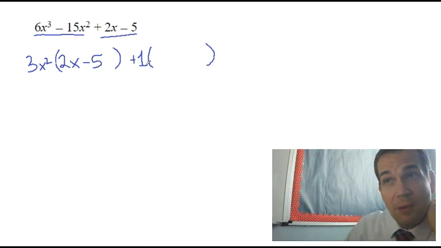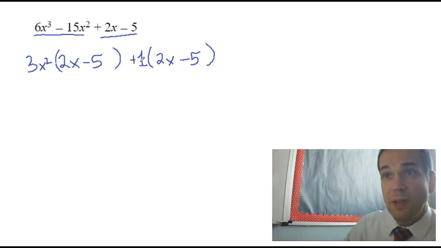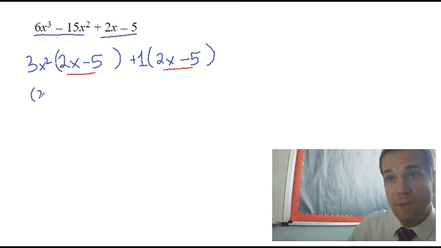So if I put a 1 on the outside and I want to get a 2x, I'm left with a 2x. And if I want to get a negative 5, it has to be negative 5. Because 1 times 2x would give me 2x, and 1 times negative 5 would be negative 5. And I notice that these are now identical, so they act as the common factor. So I'll factor 2x minus 5 out of both of these.